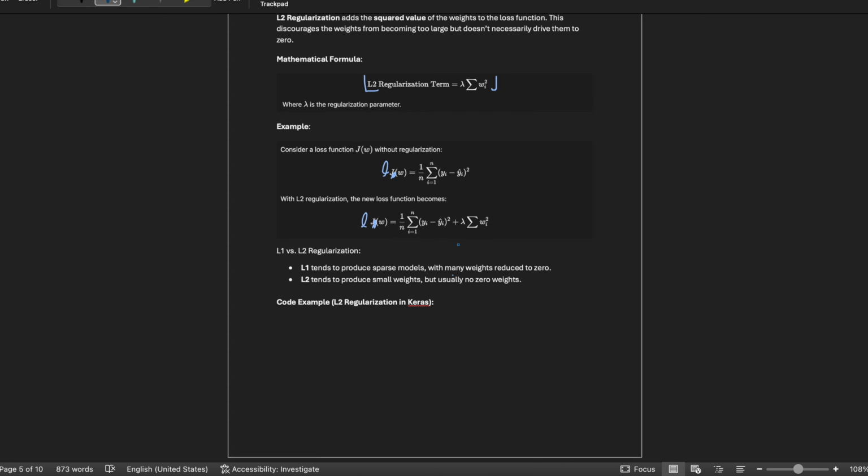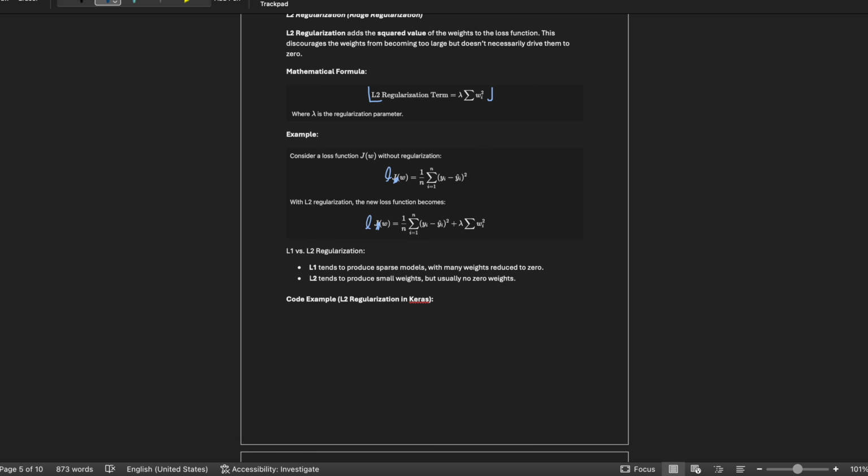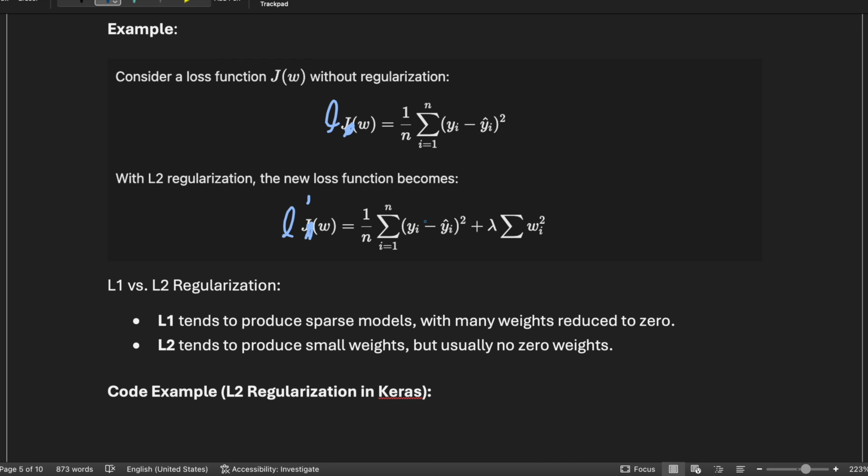What if I consider this as L dash, and this whole thing as the cost function or loss function, if in case we are considering only the loss for a single data point, so L, and this is our penalty term, which we consider as the regularization term.